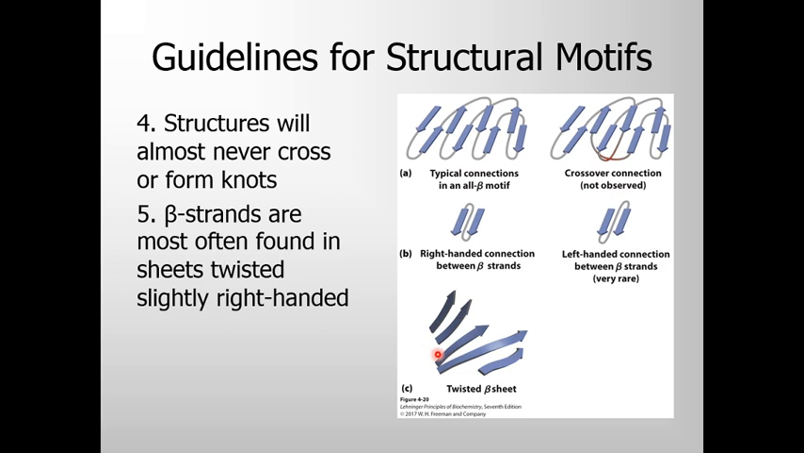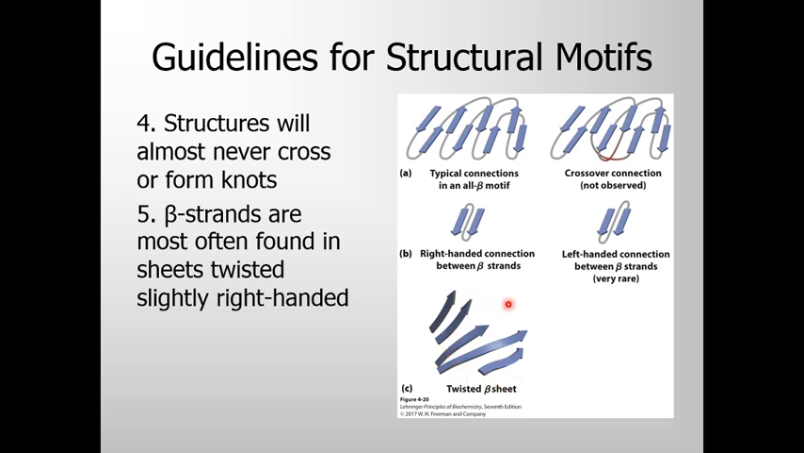The beta conformation is most stable when the individual segments are twisted slightly in a right-handed sense, as shown here. This influences both the arrangement of beta sheets derived from the twisted segments and the path of the polypeptide connections between them.